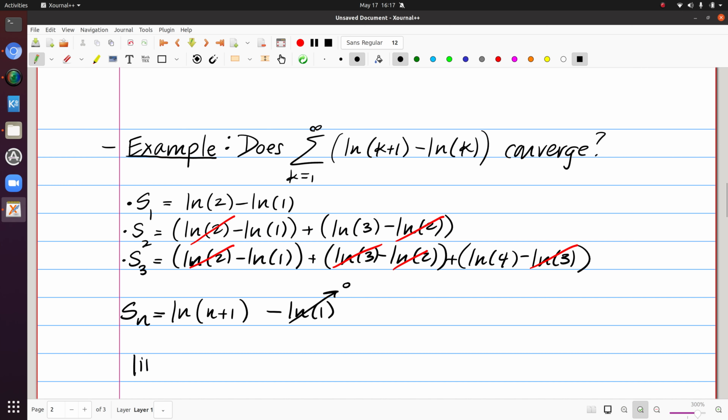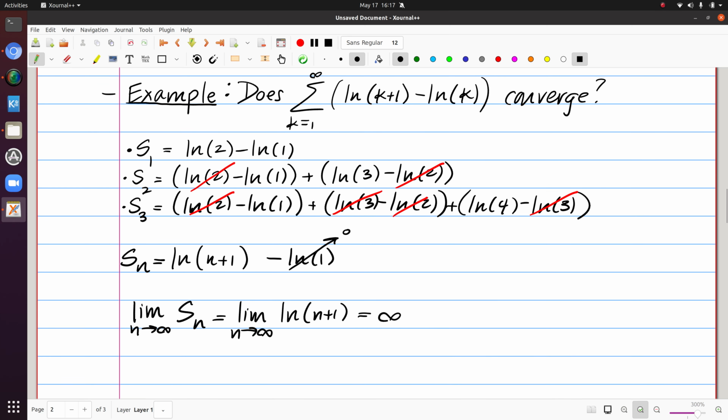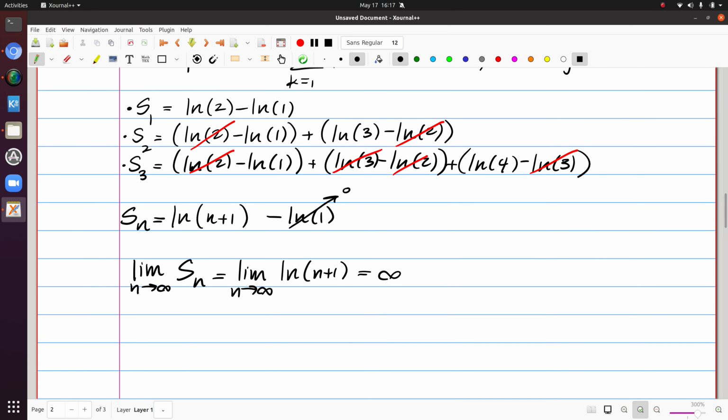So if I want to now take the limit as n approaches infinity of the nth partial sum, that means I'm taking the limit as n approaches infinity of natural log of n plus 1, and that goes to infinity. So that limit is not finite. So this means that in answer to the question, does the series converge? The answer would be no, the series diverges.